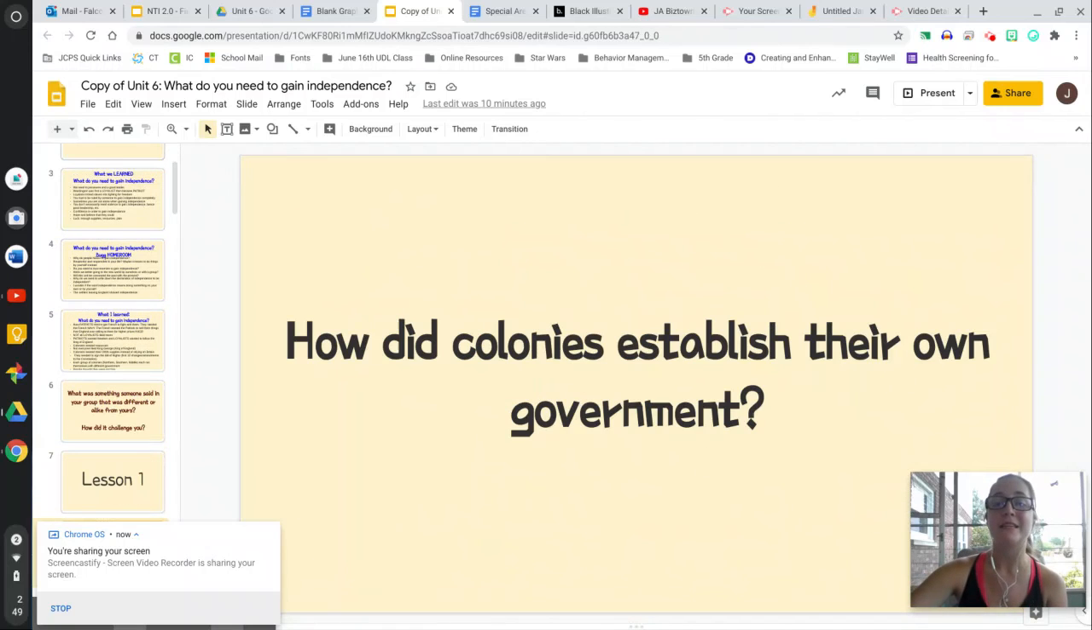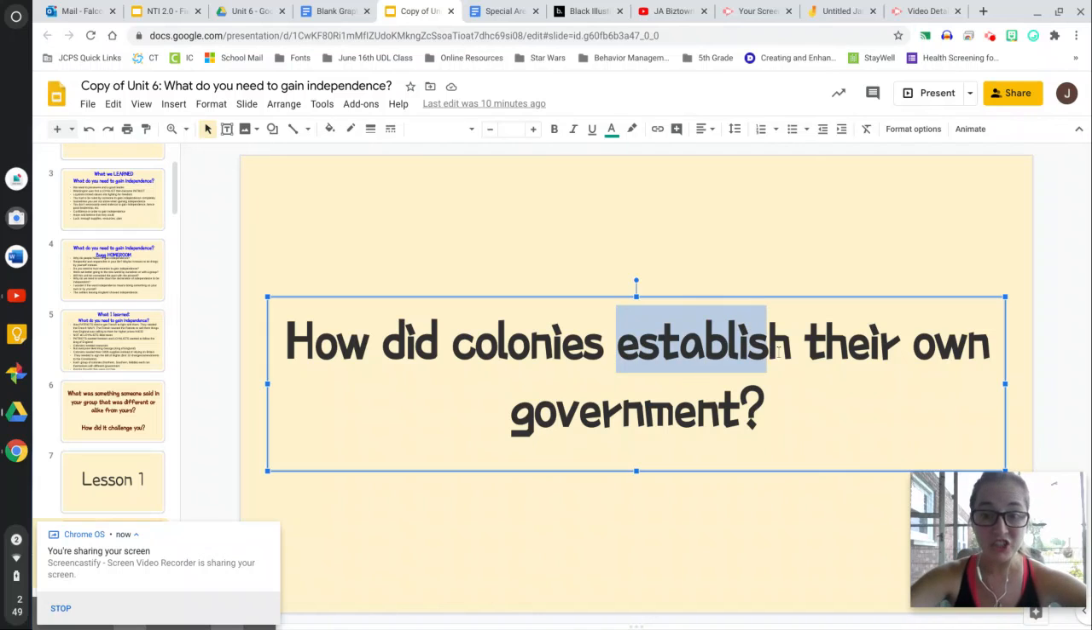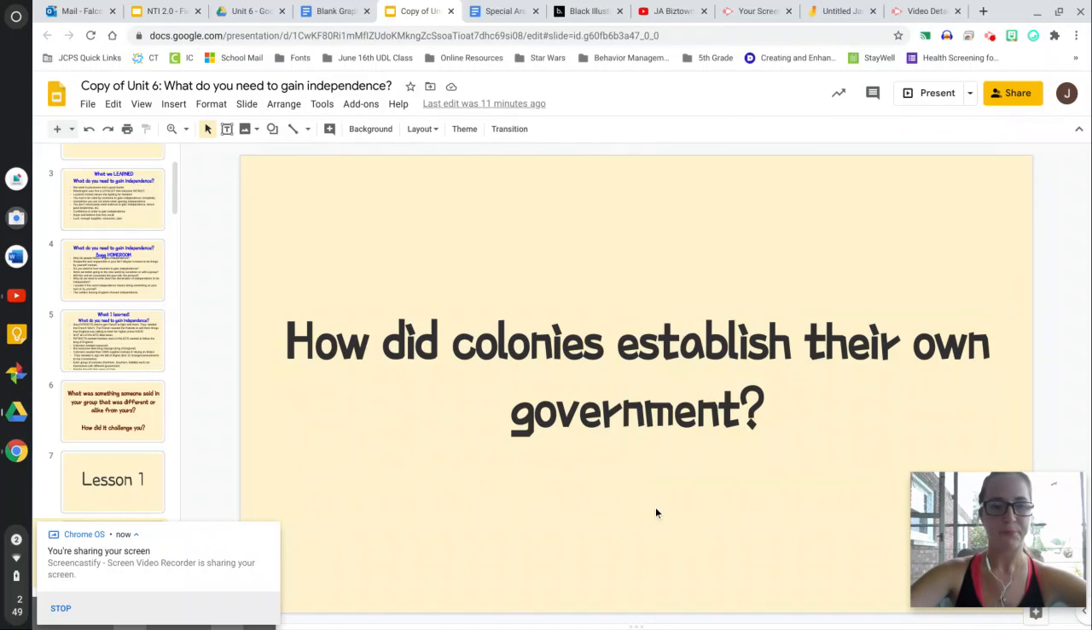Today our focus is on our smaller question, which is how did colonies establish their own government? How did colonies establish or make their own government, right? How did they come up with their own government? How did they know who is going to be in charge of who? How did they know what the rules were going to be or the expectations? How did that all come to be? Okay? So that is our big question for today.